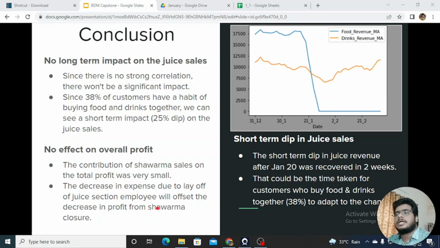Also, one more thing that I would like to point out here is that he had one employee in the juice section before January 20th, when he had the shawarma section. So there is a decrease in expense due to the layoff of that juice section employee, and there is a decrease in the profit due to the closure of the shawarma section. And this decrease in expense and decrease in profit will be offset because they are both around 500 rupees per day.